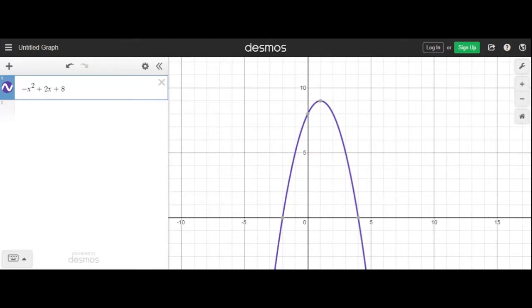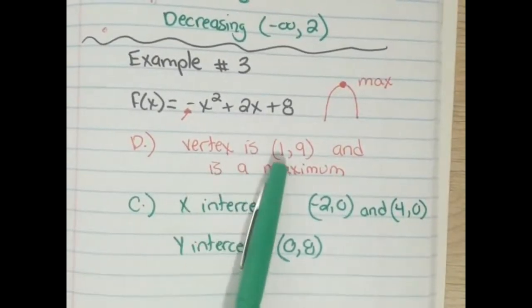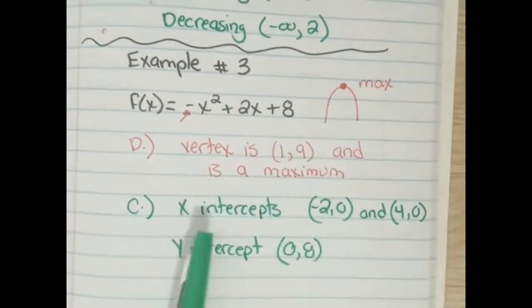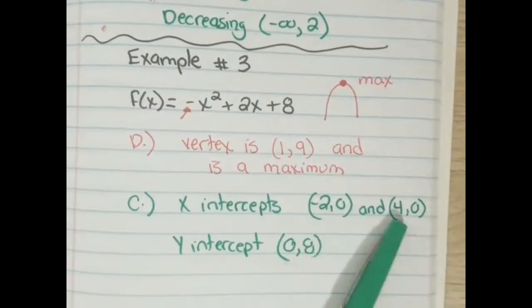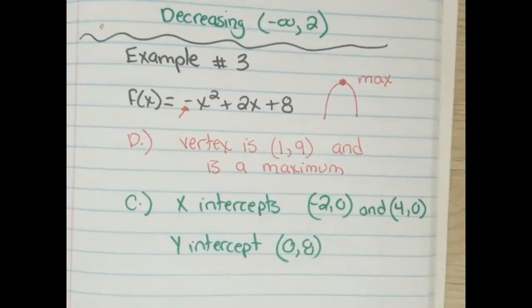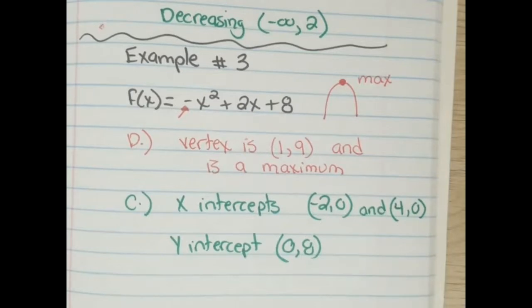So let me go ahead and share this. I wrote this down, the vertex, and it's a maximum because our graph is something like this. And then I just hovered over the points to get the x-intercepts and the y-intercepts. All right. I guess since we're working backwards, we'll do part B. D, C, B, A, and then we'll go back to E.